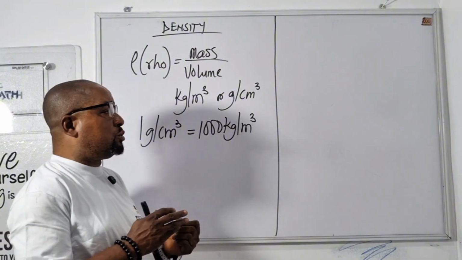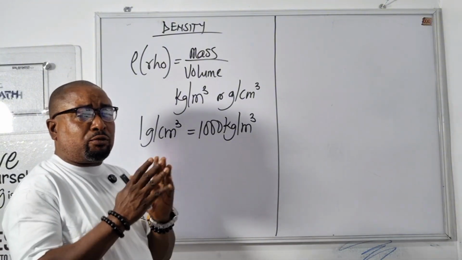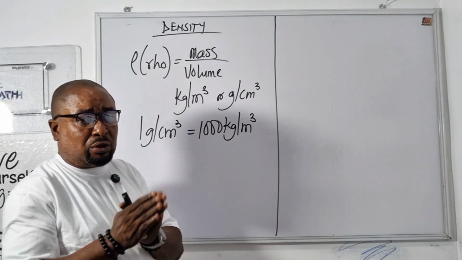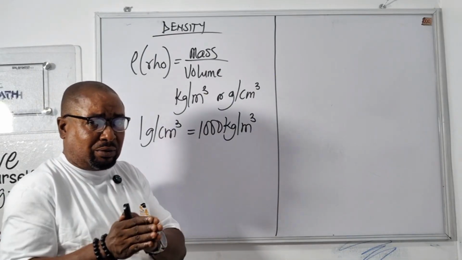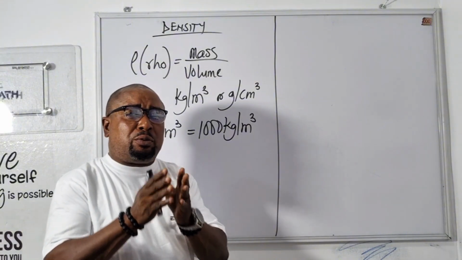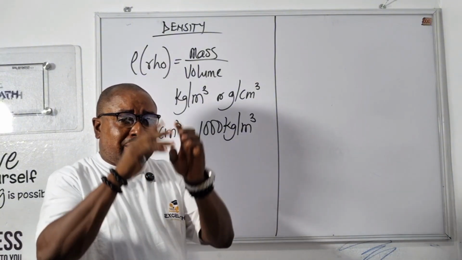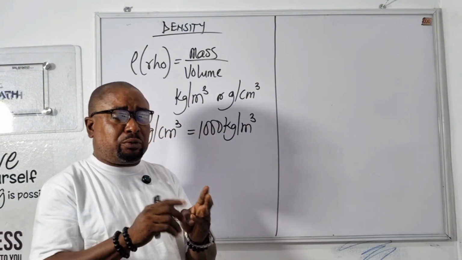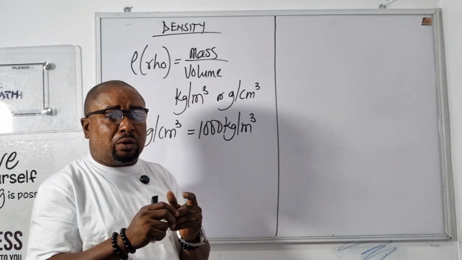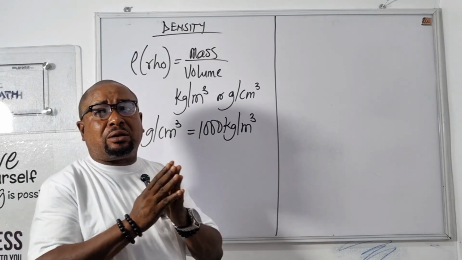Now, the first one we're going to look at is solid. We have two kinds of solid: the definite solid and the indefinite solid. Sometimes we say regular and irregular. What is a regular solid? A solid that has a measurable dimension. The dimensions can be measured. Examples of regular solids are cone, cylinder, cuboid.